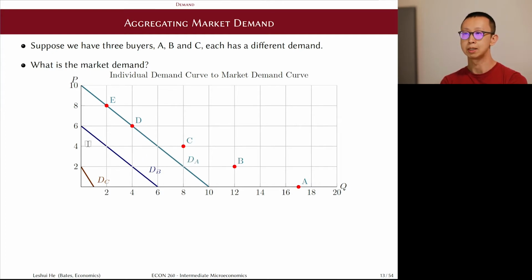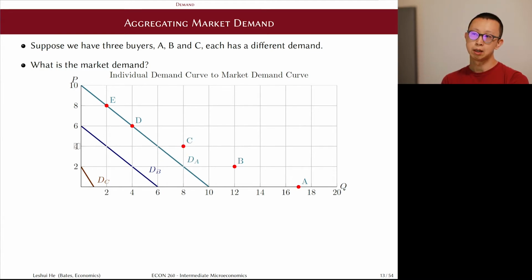And now the market demand becomes the sum of consumer A's demand and consumer B's demand. In other words, when the price is at $4, for instance, consumer A is willing to buy 6 units, and consumer B is willing to buy 2 units. Consumer C is still buying 0. So the sum of demand from them is 6 from A and 2 from B, and that gives us 8 units from both of them.